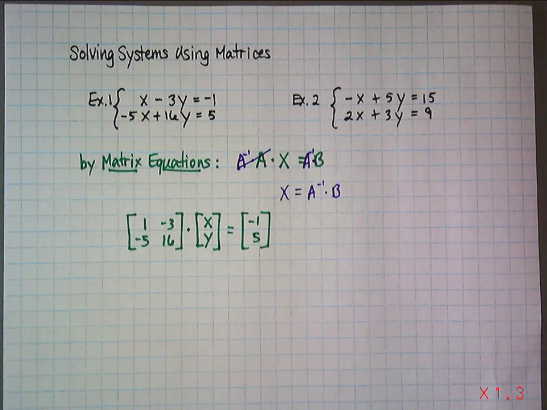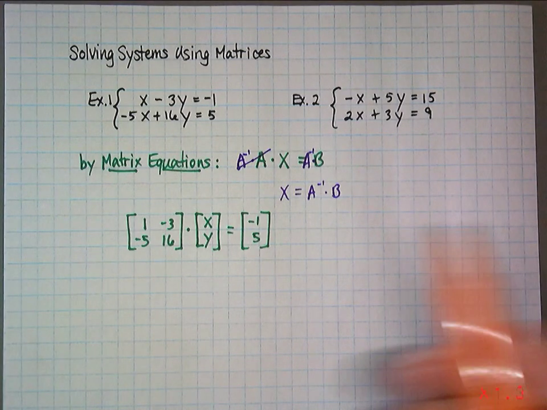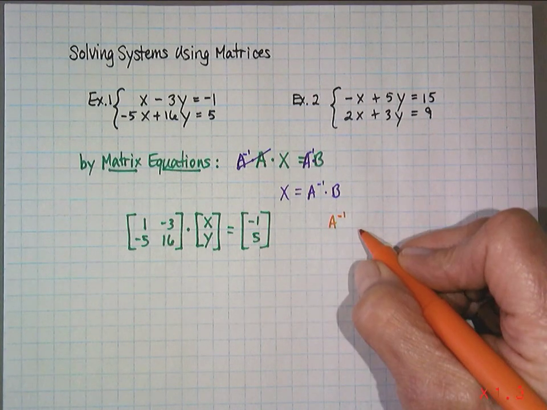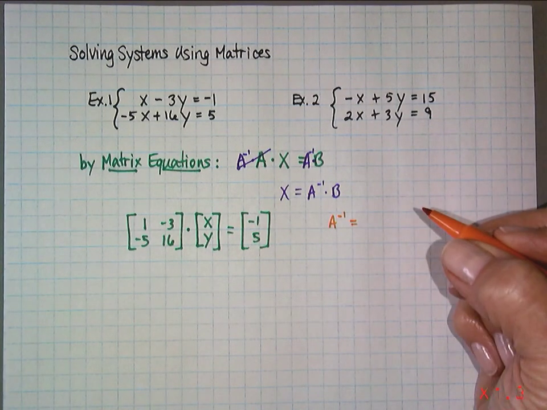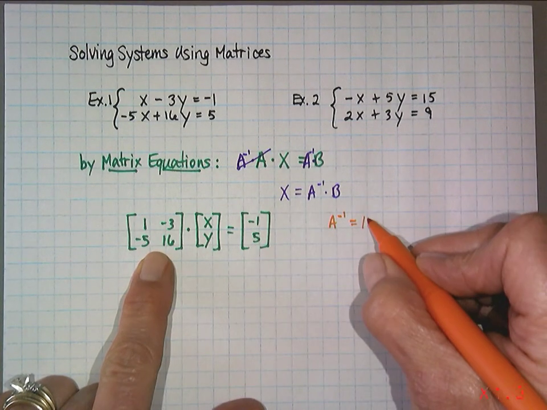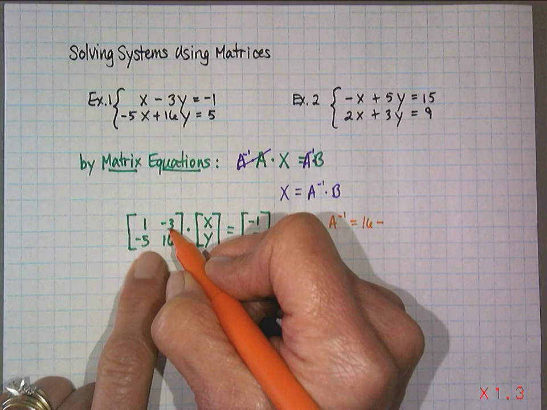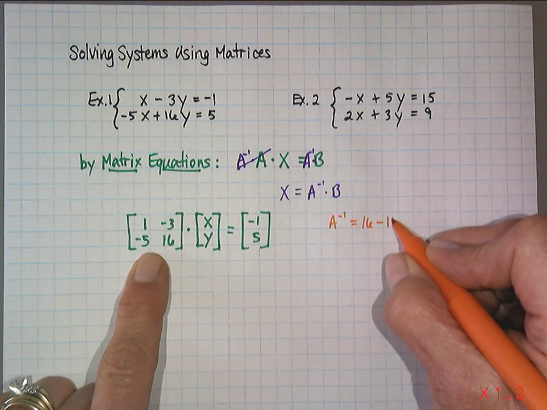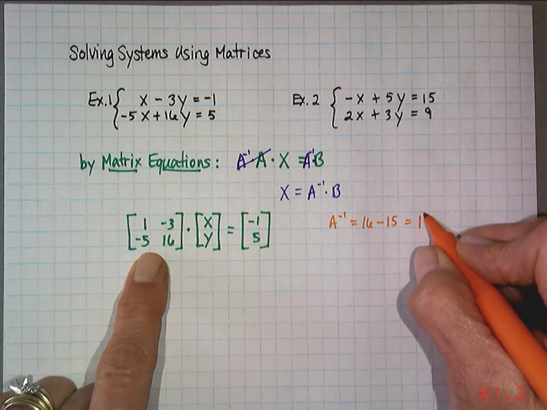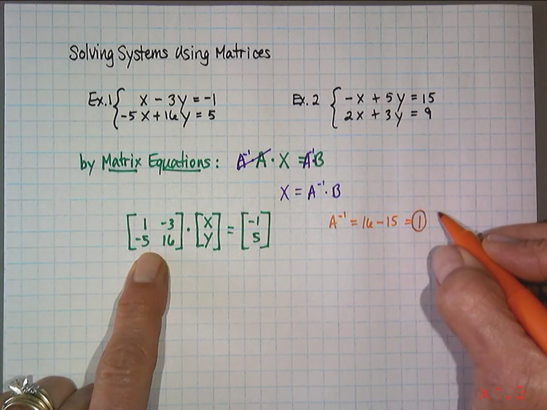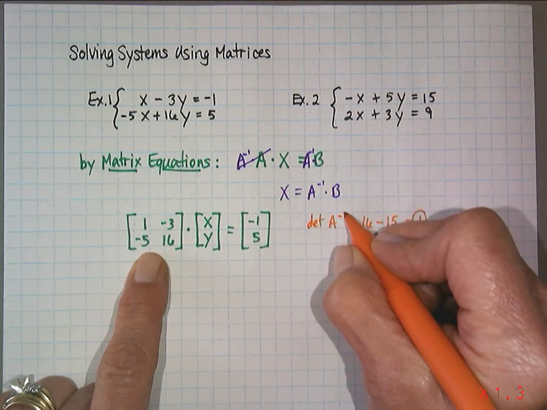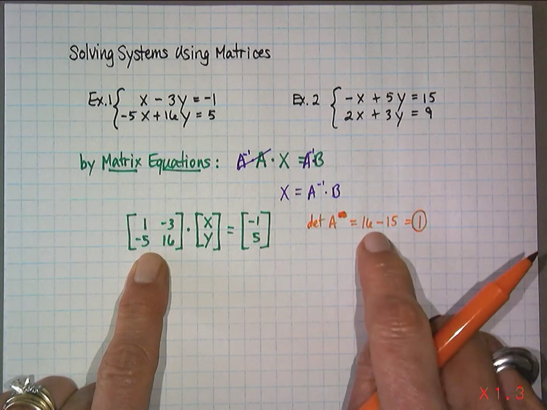Do you remember how to find the inverse of a matrix? I'll do it over here. If I'm going to find the inverse of matrix A, the way I do it is I find the determinant of this matrix first. So 1 times 16 minus -5 times -3, which is a positive 15. 16 minus 15 is 1. How convenient is that? This is the determinant. I should have said the determinant of A, not the inverse of A. The determinant of A is 1.